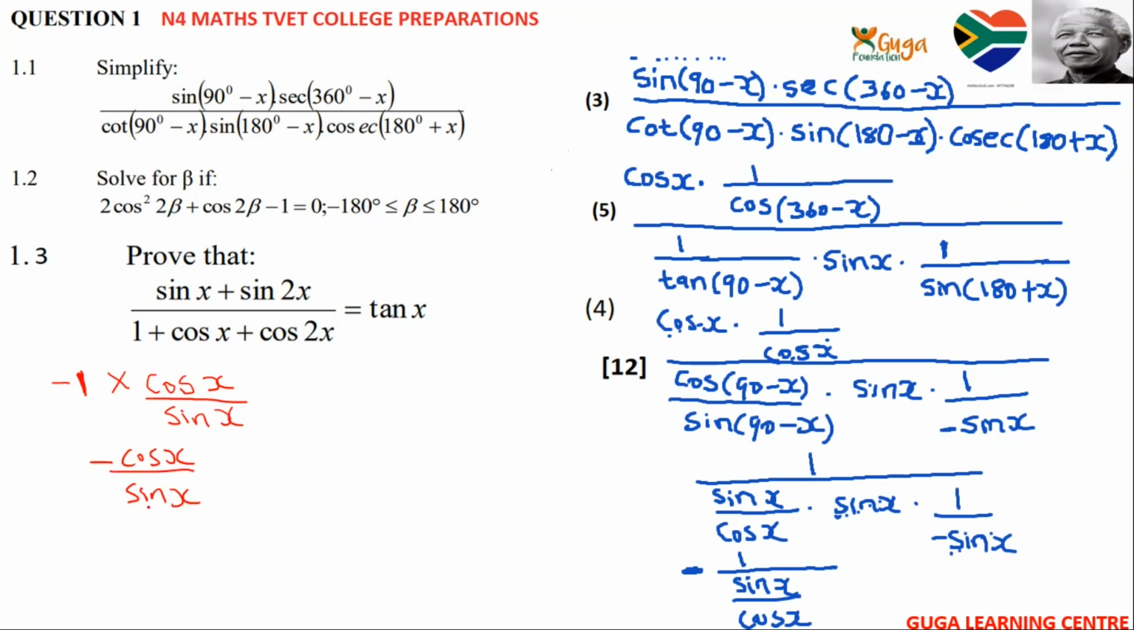So what is cos over sine? Everything here will be equal to negative cot x, right? Negative cot x. Are we together? Because this will be equal to 1 over tan, and 1 over tan x is equivalent to cot x. Okay, let's do the second one.